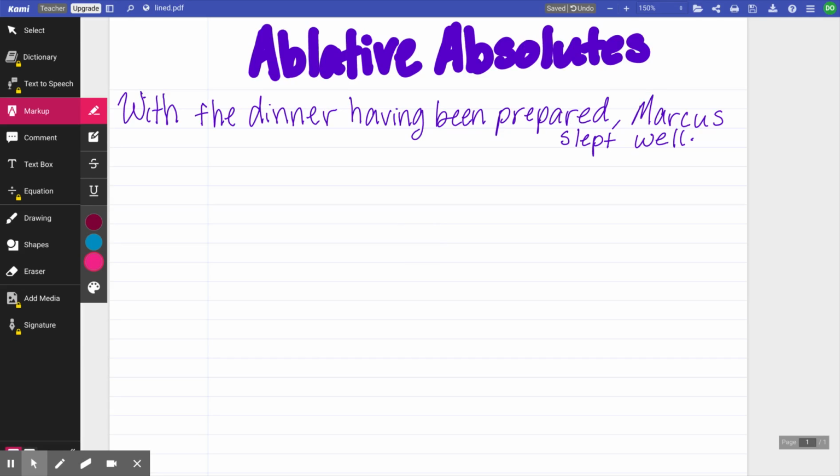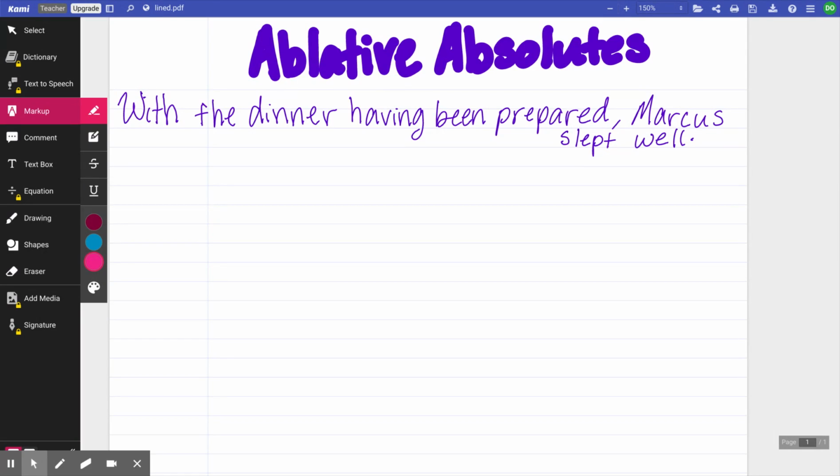Today we will be discussing something called ablative absolutes. Now, in English, they might not make sense because they're not an ablative, because we don't have that kind of case, but I want to give you an example of what a sentence with an ablative absolute would look like in English. So I have the sentence, with the dinner having been prepared, Marcus slept well.